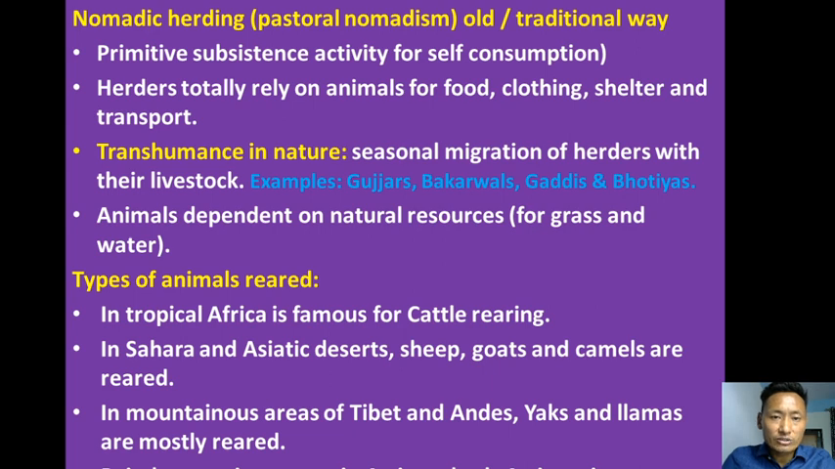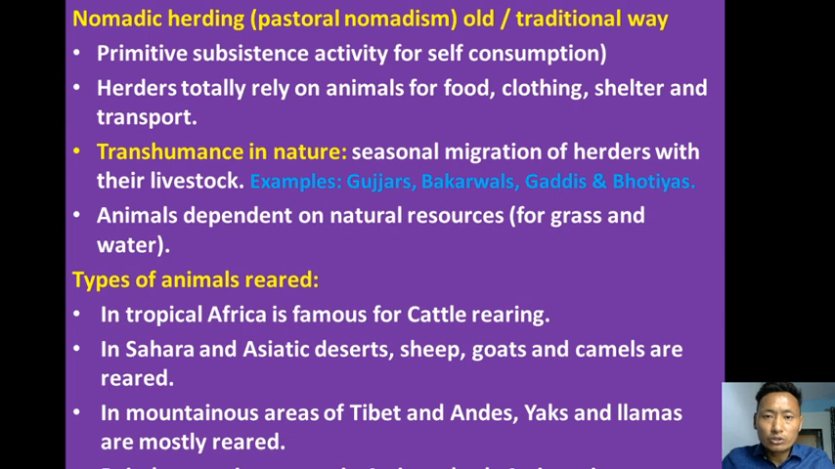One main peculiar characteristic of this pastoralism is that it is transhumance in nature. What is meant by transhumance? Transhumance means seasonal migration of herders along with their livestock. So they have a pattern of movement in this particular character.